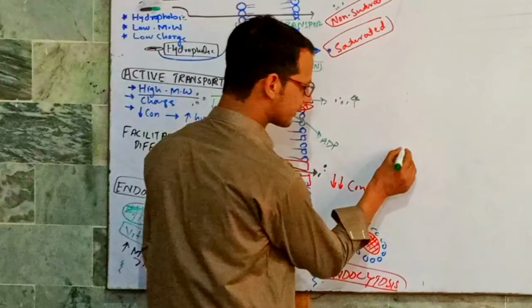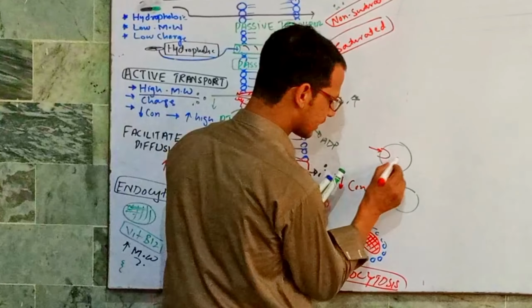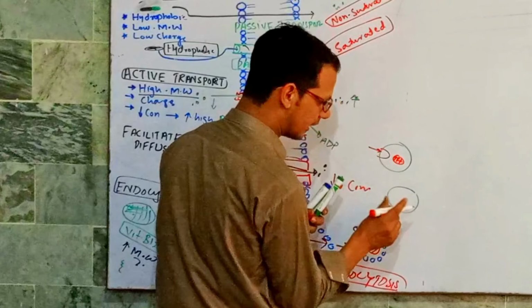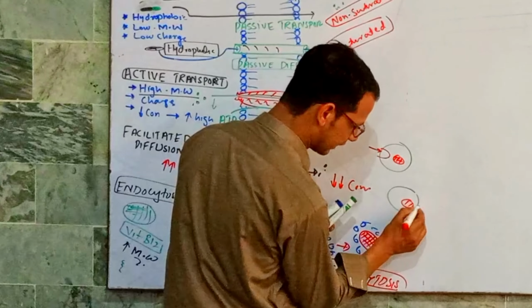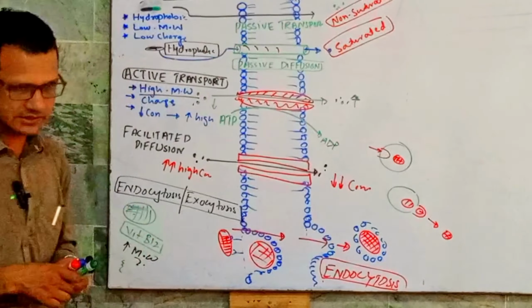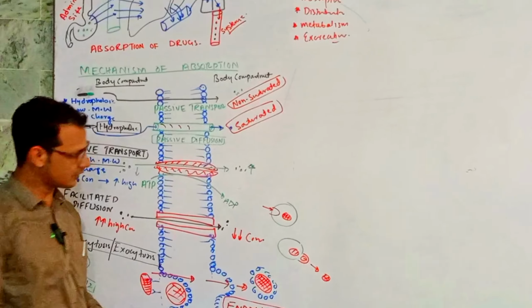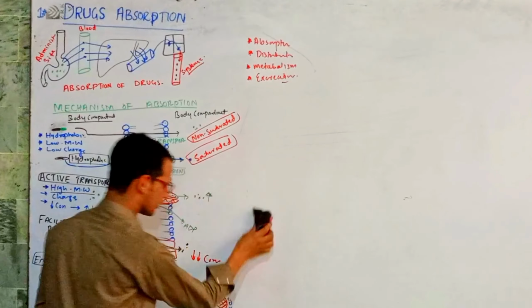For example, this is the cell and this is also the cell. By endocytosis this drug came into the cell, and by exocytosis it will leave the cell. Exocytosis and endocytosis. So this is the mechanism of absorption.